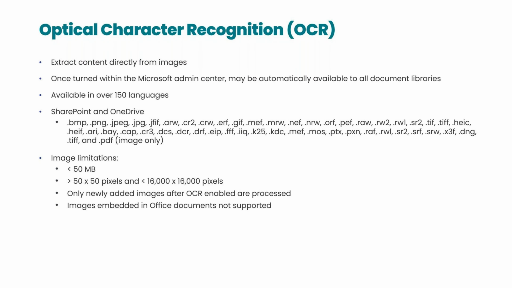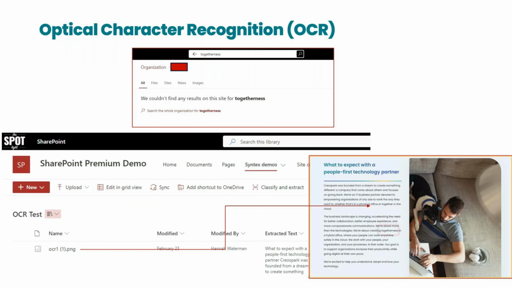Right, next slide. All right, so let's look at OCR in action. Let's say you have a lot of images and you want to look for an image where the word "togetherness" has been used. Once you have uploaded the image in an OCR-enabled library, it will automatically extract the text and add it into the extracted text column, making it available for the search index. So that is the second screenshot. You can see that it has extracted the information from the image that we uploaded.